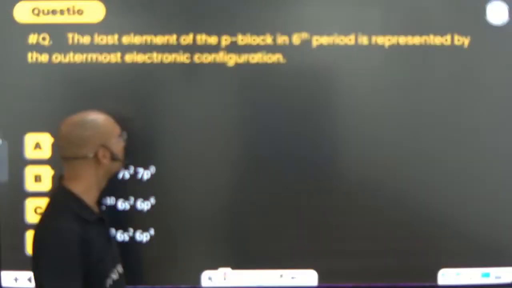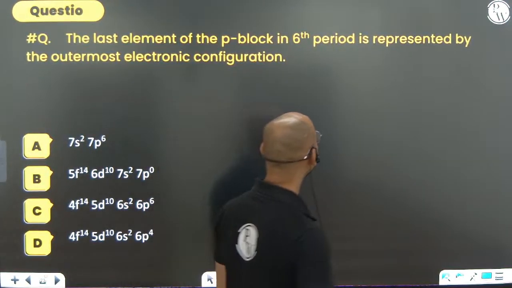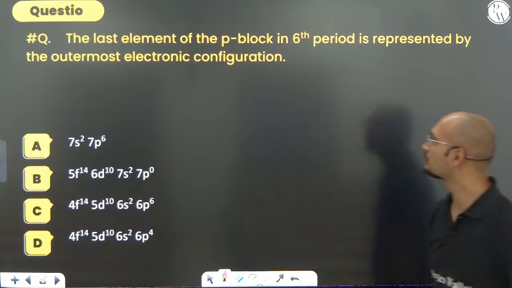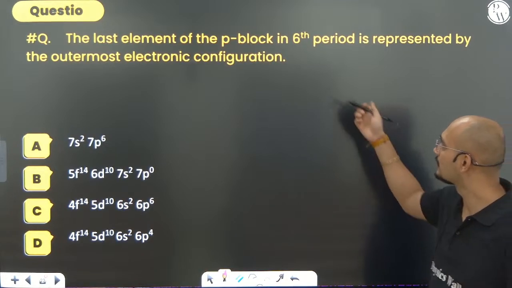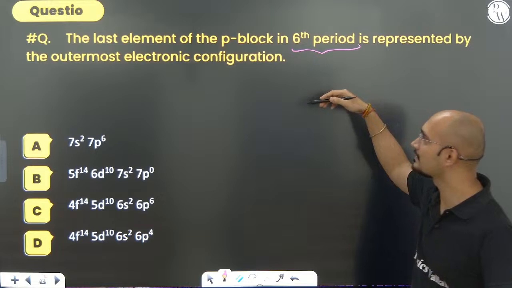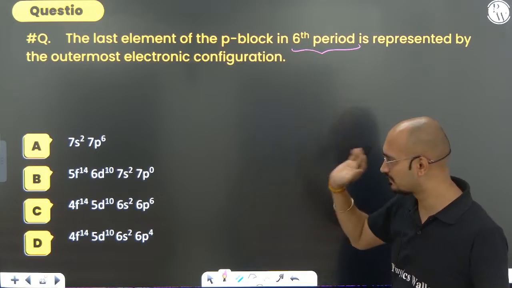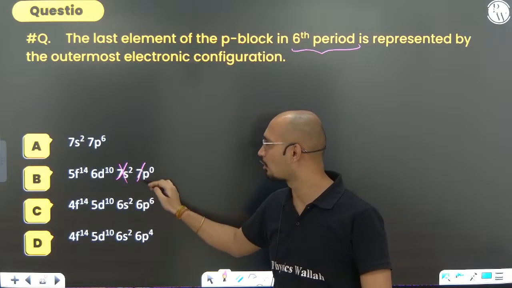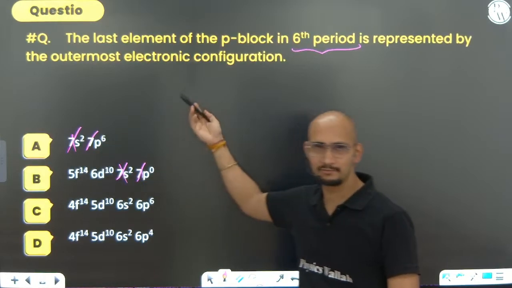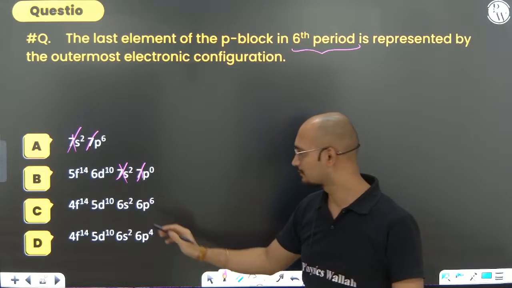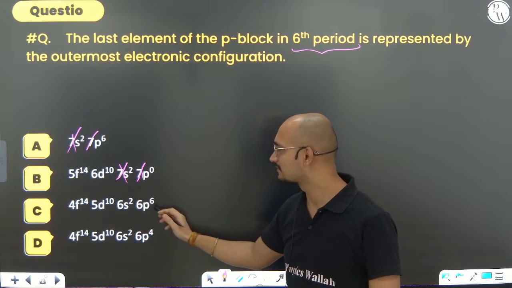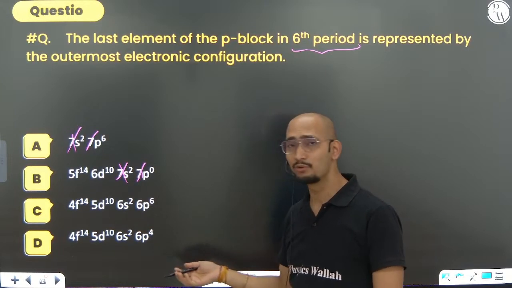The last element of the p block in the 6th period is represented by which outermost electronic configuration? Think about the 6th period. For the 6th period, the n value should be 6. So 7 is wrong. Forget 7, because it is the 6th period. So the maximum value of n will be 6 only. So 6s2 6p6, of course, because here it is going to be completed.